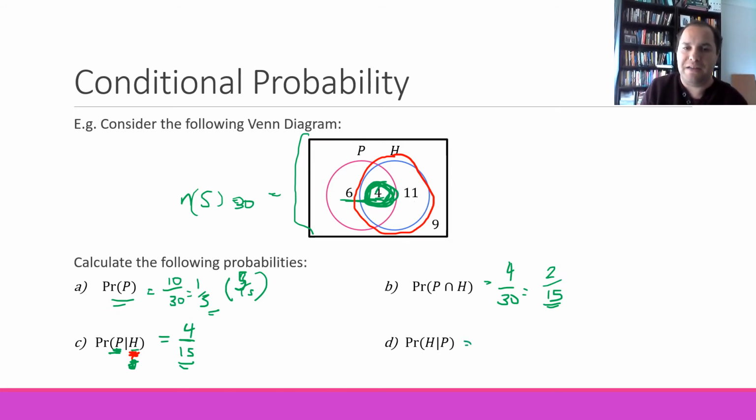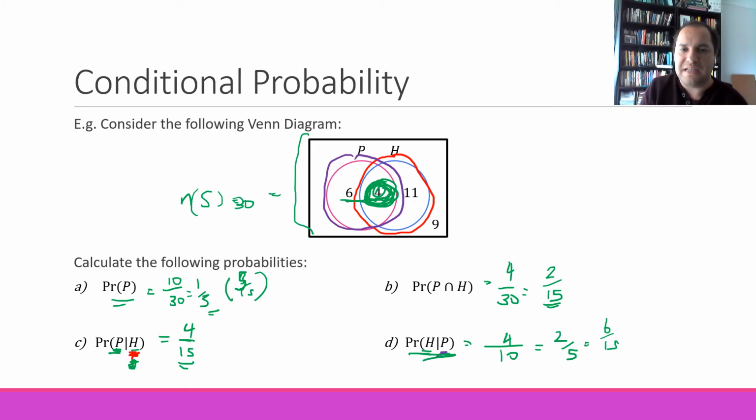Right, now let's work it out the other way. What's the probability of H happening given P? So again, we're just going to look at this P circle here. So in that P circle on the bottom, right, we're only considering 10 elements. So it'll be out of 10. And then in that circle, how many are also in H in our red circle? Again, it's only 4. So that's 2/5, or 6/15.